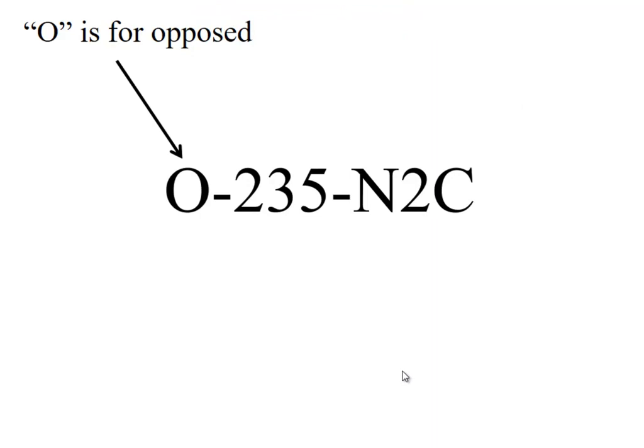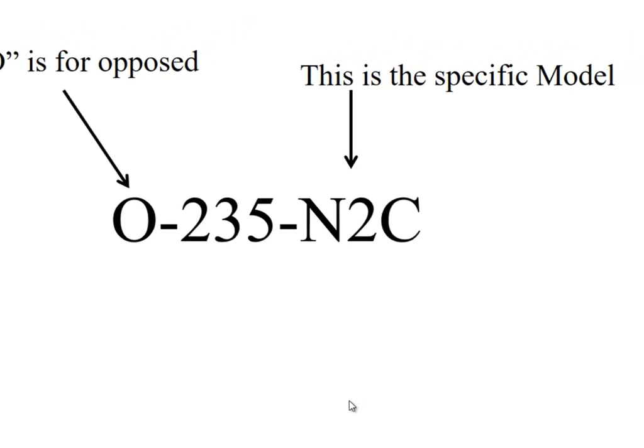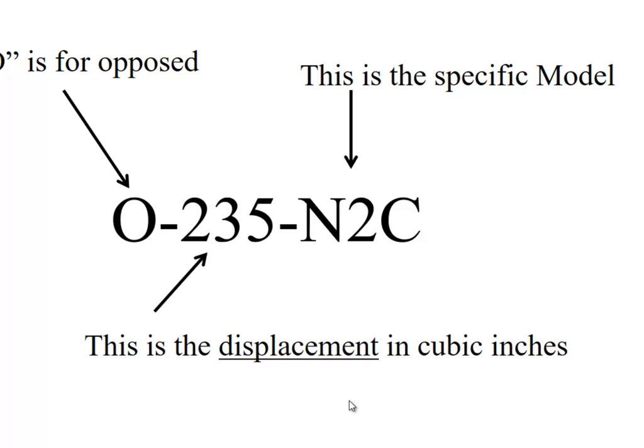So by now you've seen that the basic nomenclature has some commonalities here. We have a letter up front that designates the arrangement of cylinders, so O for opposed. This, by the way, is your Cessna 152 engine, or at least on some years, it's this engine. So O is for opposed. This is the specific model number. The numbers and letters don't really mean anything, they're just a code. There's a book of codes in content in D2L if you want to look up exactly what N2C means. And this is the displacement in cubic inches of that engine.